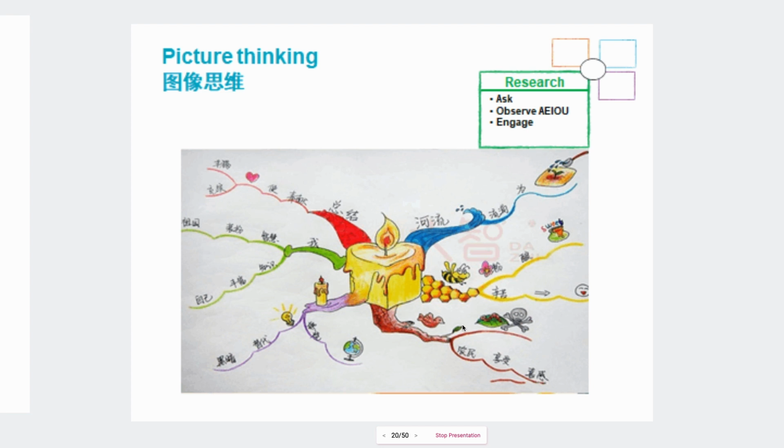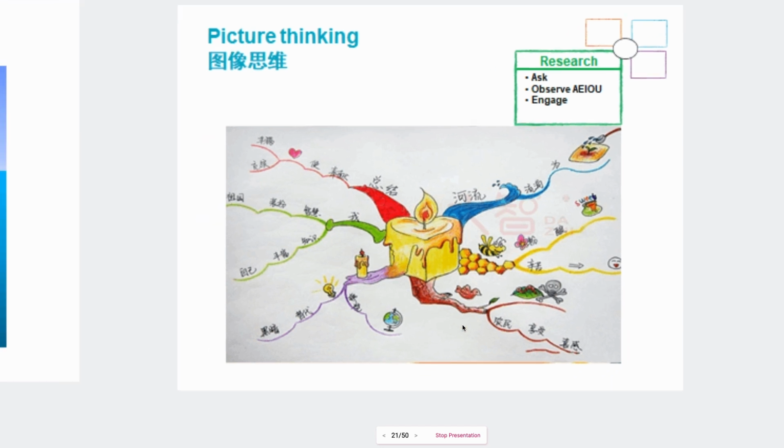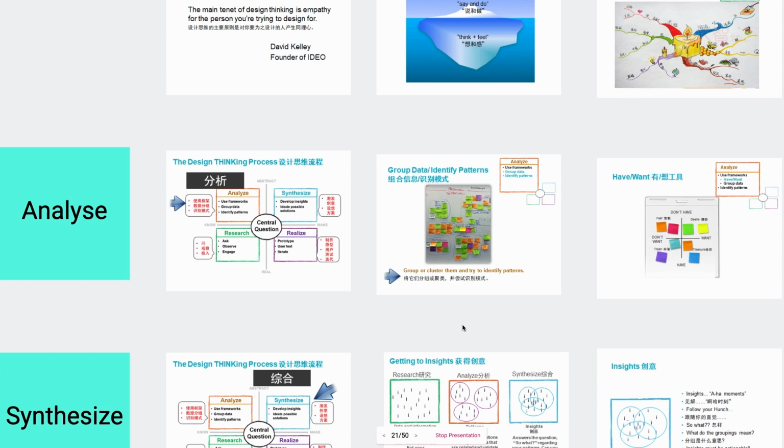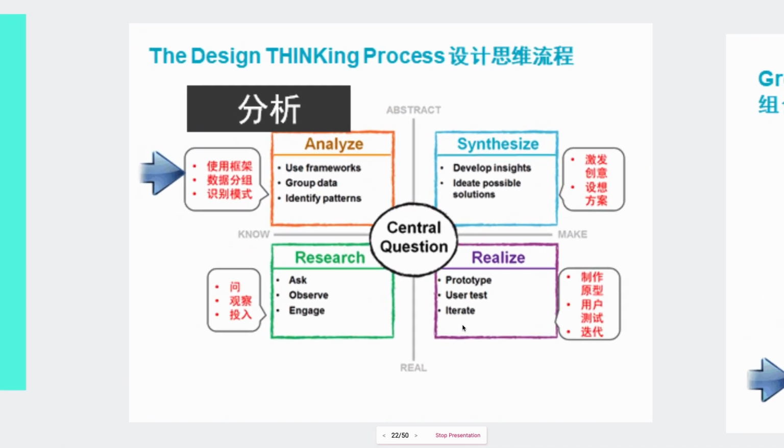A very important part is we can write down, we can draw what our finding is, what we collect from the user. We can write down, we can draw. So that's interesting for design thinking. Okay, and then we go to the analyze part. The analyze part is more about using frameworks, grouping our data, and also identifying the patterns.